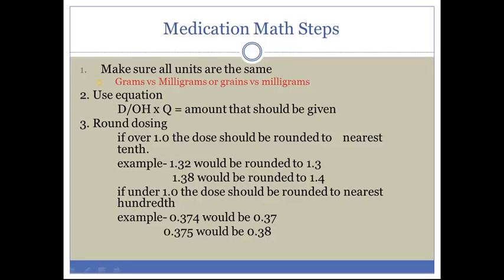If under 1.0, the dose should be rounded to the nearest hundredth. So if we have 0.374, this would be 0.37, okay? So we would go to the second place. If we have 0.375, we would round up to 0.38. So here again, 0.35 and higher gets rounded up. If it's 0.4 or lower, it gets rounded down.